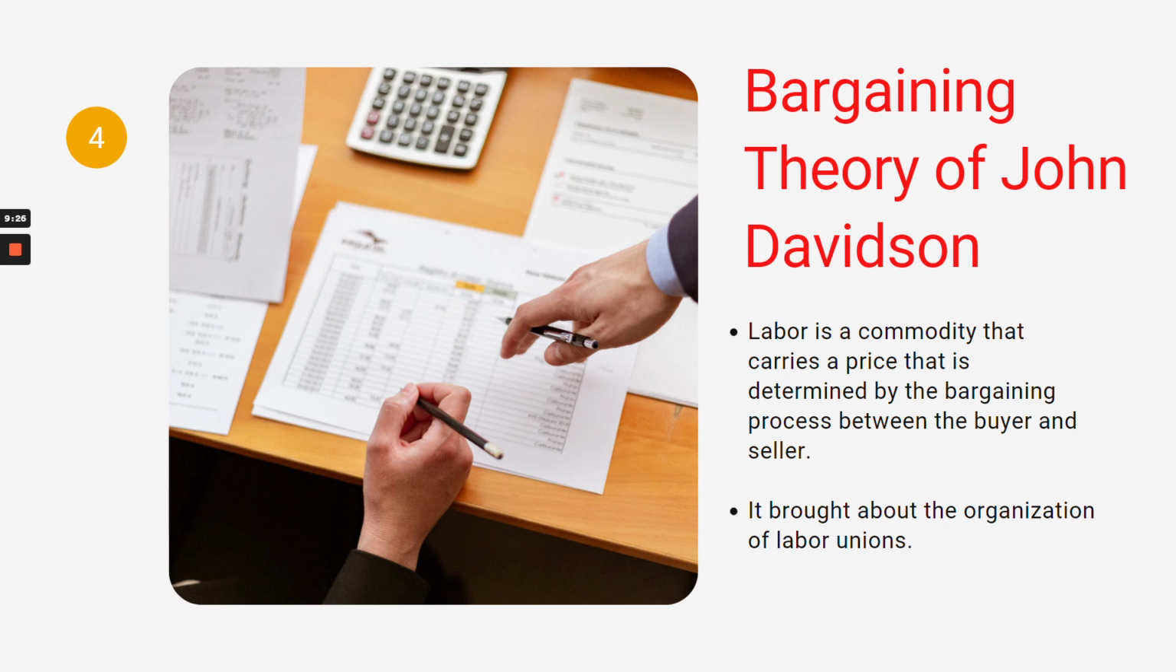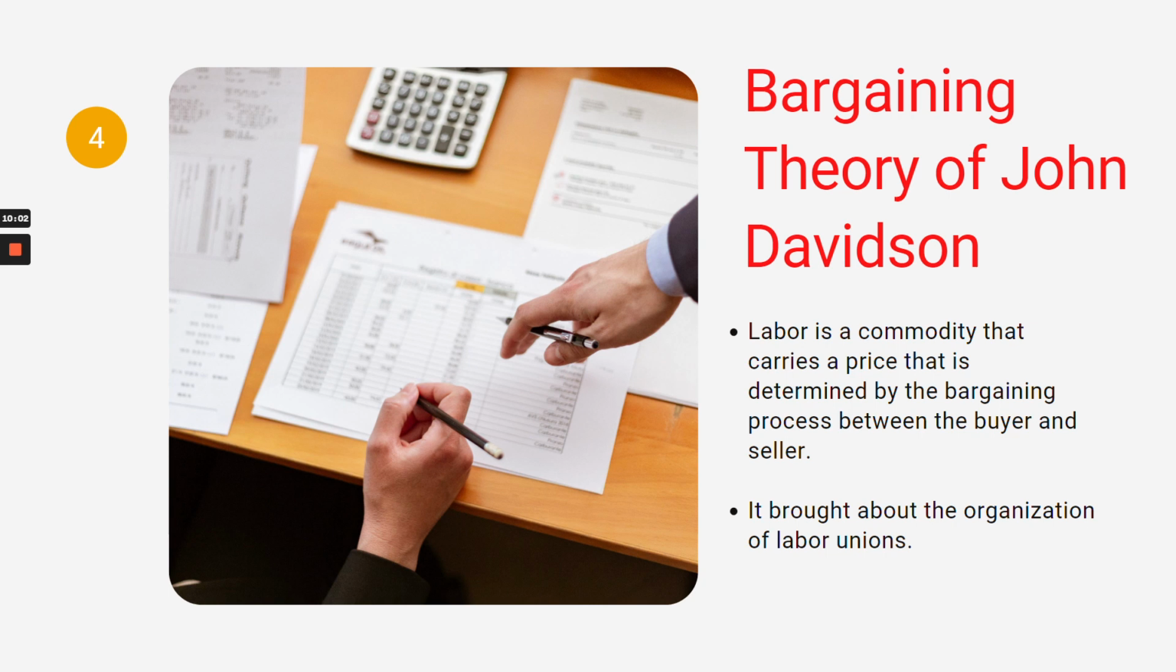This bargaining theory brings about the organization of labor unions. So it started the labor unions because of the negotiation. Of course, the companies will not be able to negotiate with all the people. So that is why they created labor unions, so that they will be able to have representatives or officers that will be bargaining with the buyers, which are the employers or the industries that need the services, right?